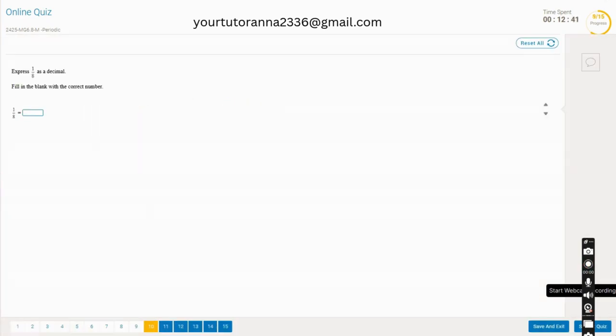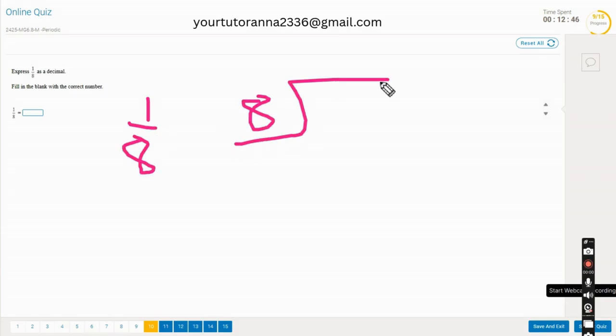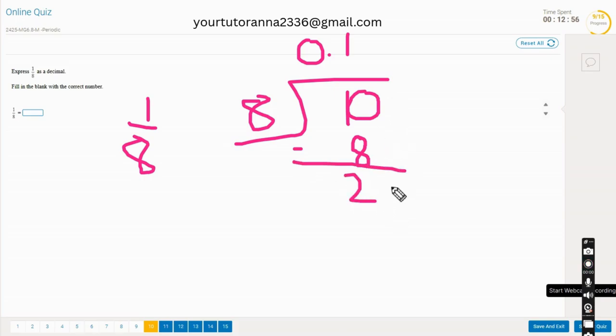The next one, 1 over 8. Again, 1 over 8 decimal, you're supposed to divide. So 8 here, 1 inside, 0.1, because that's the only number. If you go 8 times 2, you know that's 16. So 10 minus 8 is 2. Again, you can put as many zeros now, so you can put a 0 here.